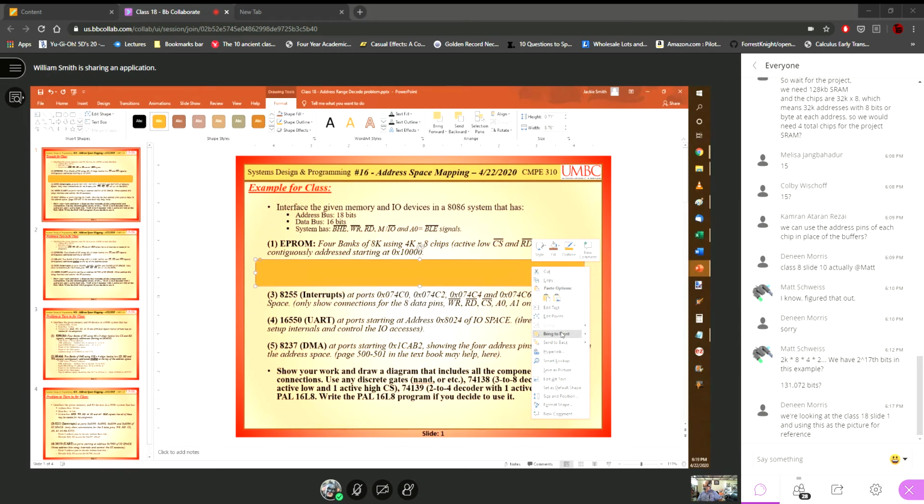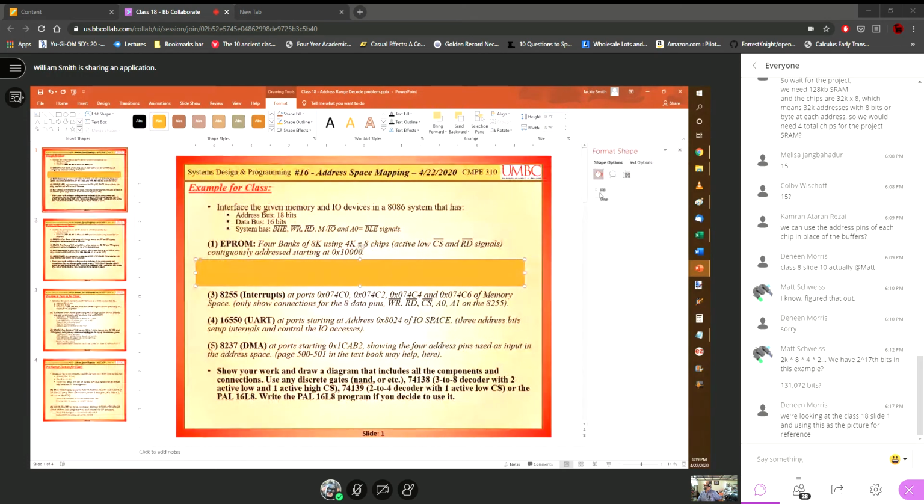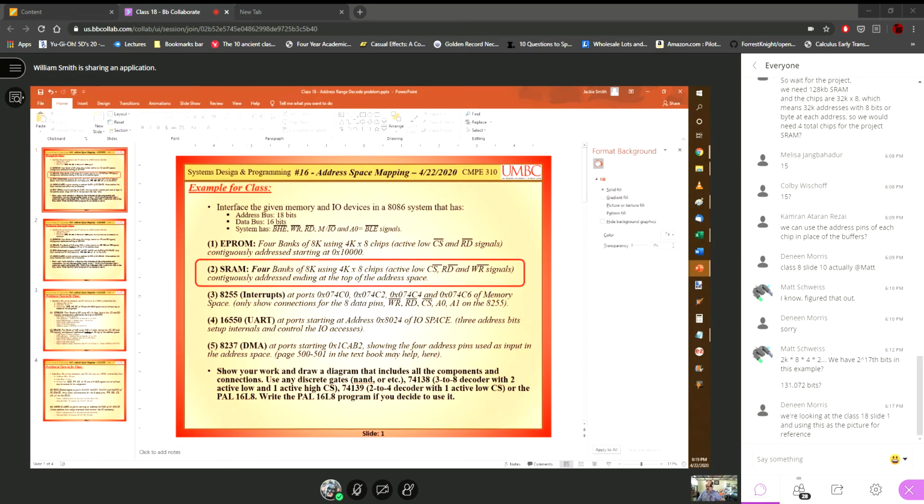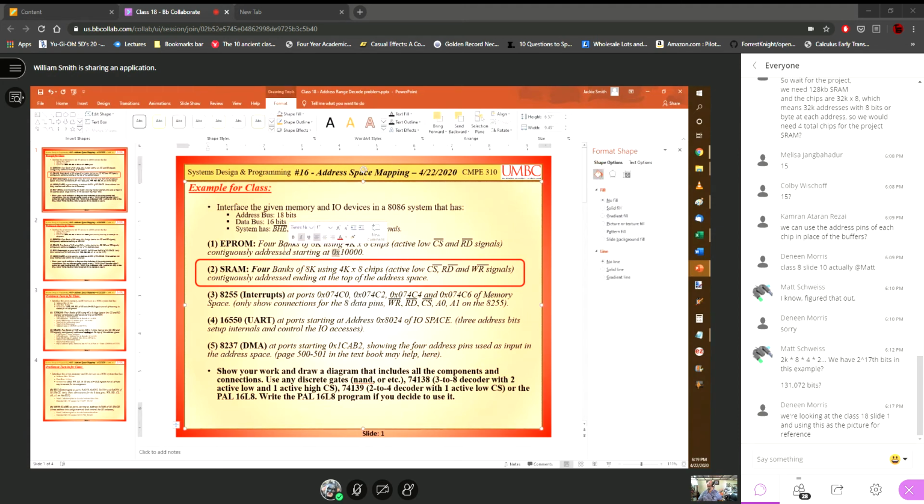Hang on, apologies for taking so long on all this. Fill, no fill, line wants to be red, please. And it wants to be a lot heavier. All right. So this is the one I'm working on here right now, number 2. I've changed that. I'm doing an SRAM that's 4 banks of 8K by 4K. Okay. And it's going to be starting at address.